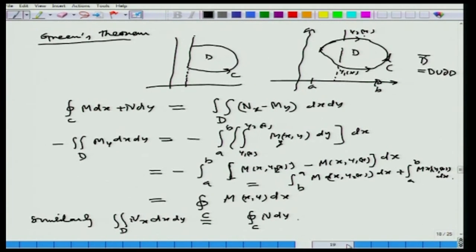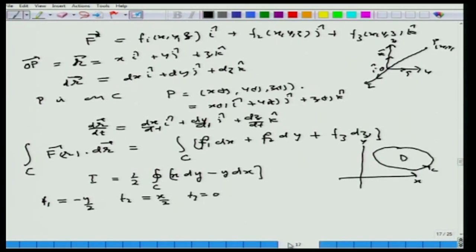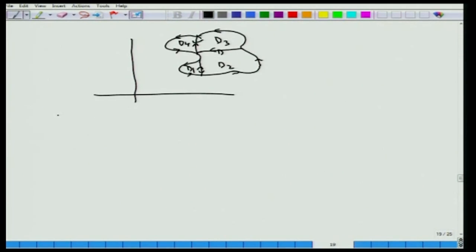So using this, we go back to the point here. We want to see that this integral I is actually giving you the area, the double integral of dx dy over the region D enclosed by this curve C here. So that is how we can use Green's theorem here.